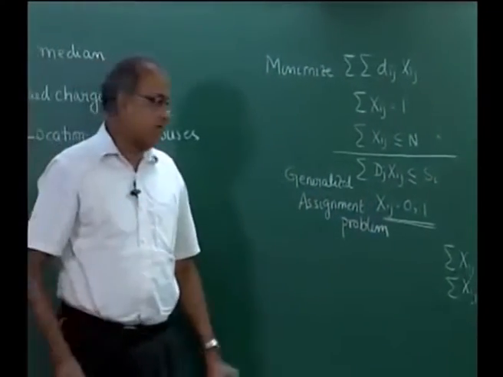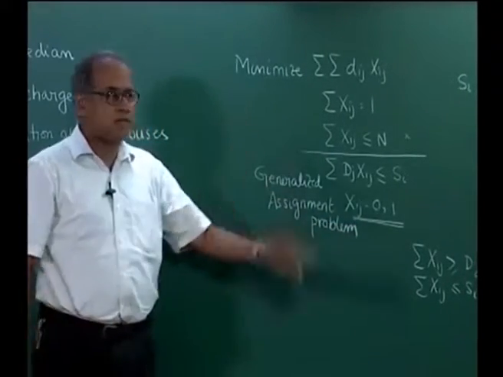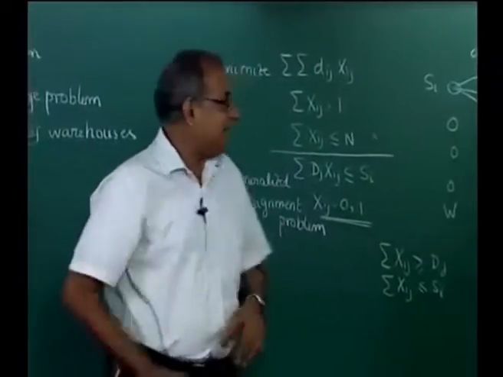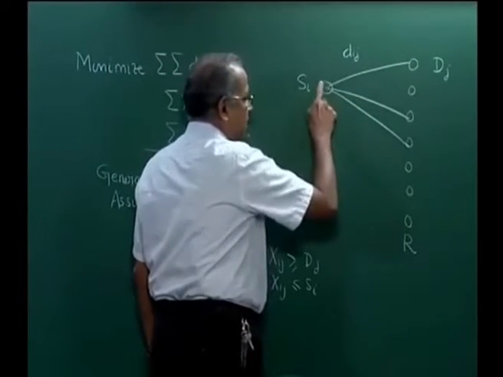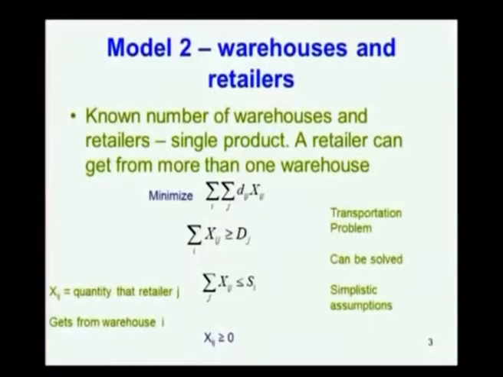Xij is not binary anymore, xij is the amount of demand or quantity that is met from transporting from i to j, and it becomes a straightforward transportation problem. This does not involve dedication. For example, here in model 2 we do not assume that all the demand is going to be met from only one. You may have a situation where the demand of this can be met from both these. So, model 2 is actually a simpler version than model 1 in terms of assumptions, where a retailer can also get from more than one supply, and in terms of solution because it becomes a straightforward transportation problem which is simpler to solve than the generalized assignment problem.